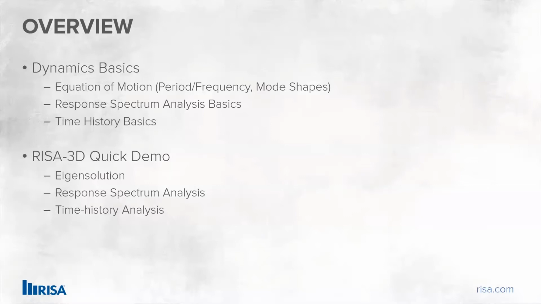And the second part of the presentation, I will do a quick demo using 3 different models. The models I selected are representative for each of the analysis we're going to perform today. Namely the Eigen solution, which is to obtain the period and frequencies and mode shapes. And the second one is a response spectrum analysis, RSA. And then the third, I will show you an example of a time history analysis.